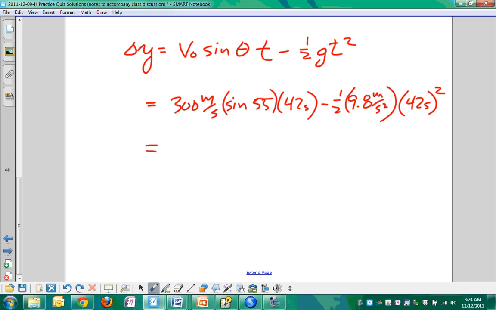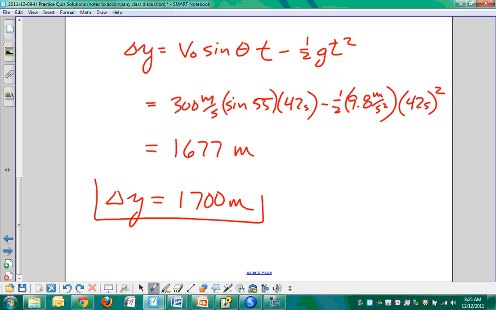And that gives us 1,677 meters. So let's call it 1,700 meters if we're going with two sig figs. No worries if you had 1677, but please don't put 1677.021743386. All right, everybody okay with this? Straightforward as you get.